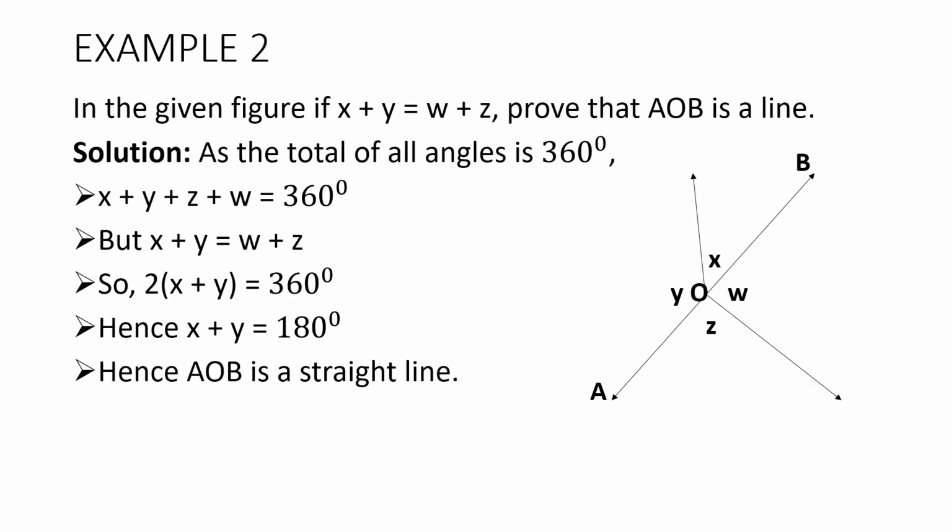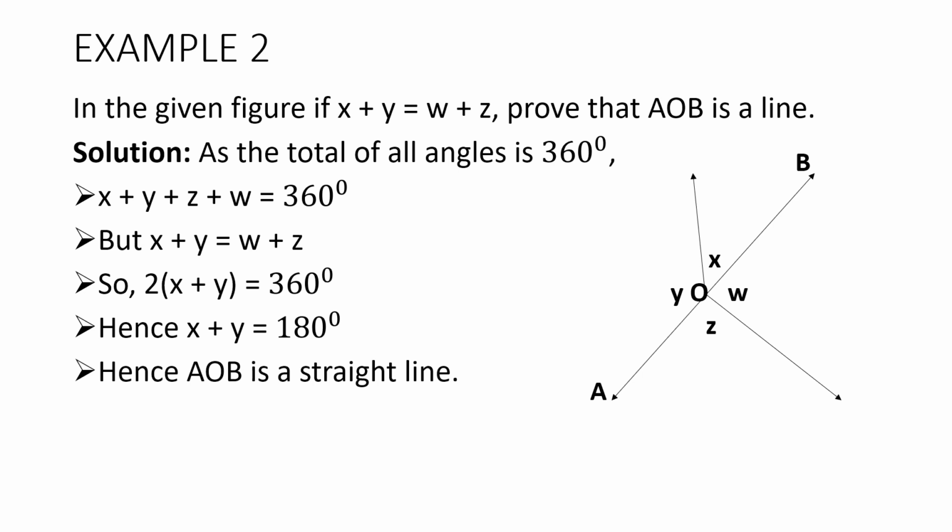Example 2. In the given figure, if x plus y is equal to w plus z, prove that AOB is a line. Now, if you want to prove that AOB is a line, what should you prove? That the total measure of x plus y is 180 degree. Then AOB will form a straight line.